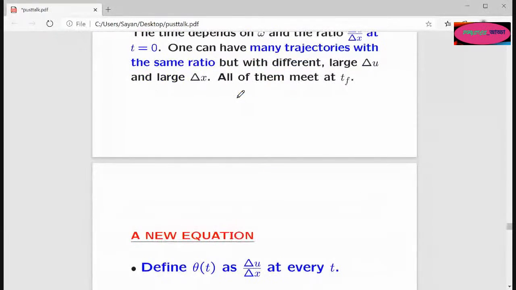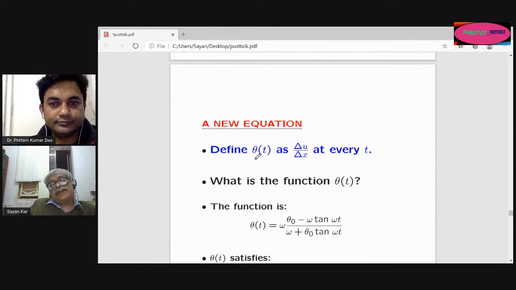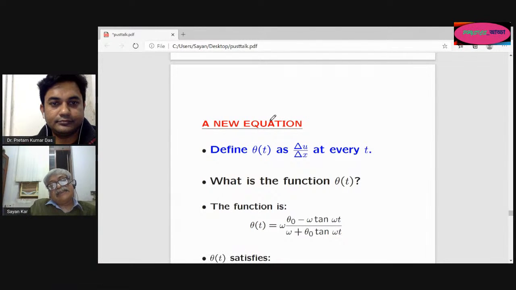Okay. So you can think of theta t as a new variable, not theta the angle of the pendulum. Here x represents basically the angle. I have taken L equal to 1 and M equal to 1 and so on. So x equals L theta, so L is 1, so x is like theta. So this theta t is not the angle, but a new variable which is related to delta u by delta x.